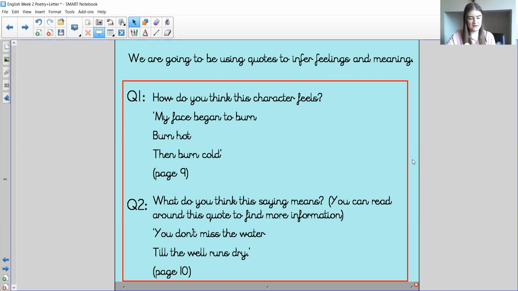If I read a little bit more around it, it might give me more information. So page 10. Ooh, there we go. I'm going to start about halfway. "I want to write about Davy because my mum says you don't miss the water till the well runs dry. I want to write about Davy because when he was here, I never gave him a second thought. I want to write about Davy because now he's gone, I can't get him out of my head."